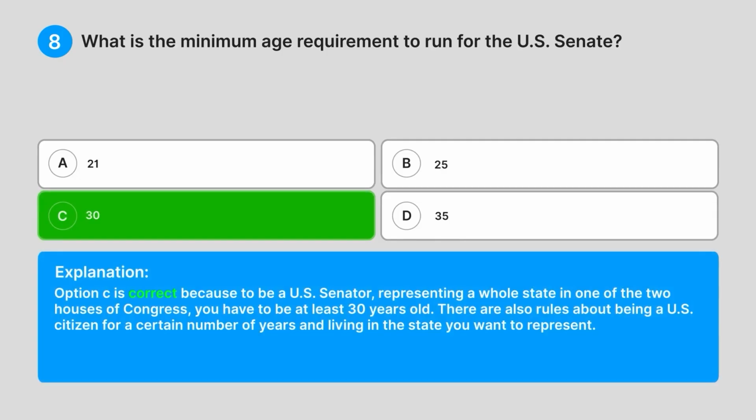Explanation. Option C is correct because to be a US Senator, representing a whole state in one of the two houses of Congress, you have to be at least 30 years old. There are also rules about being a US citizen for a certain number of years and living in the state you want to represent.